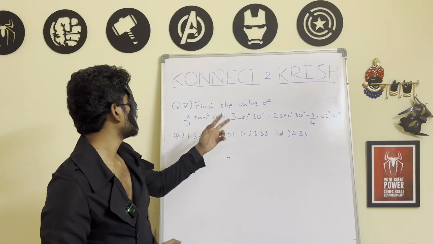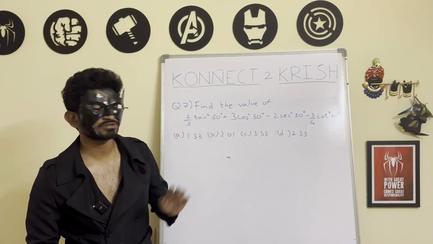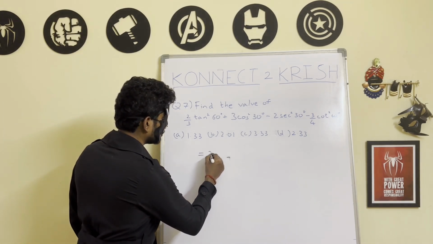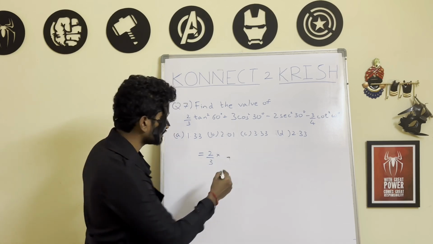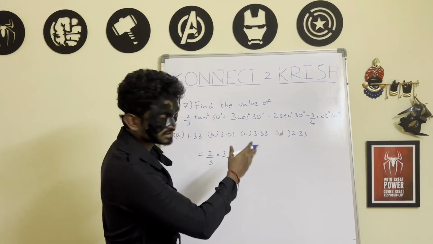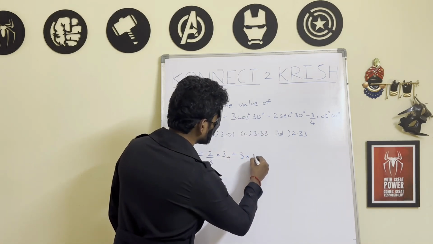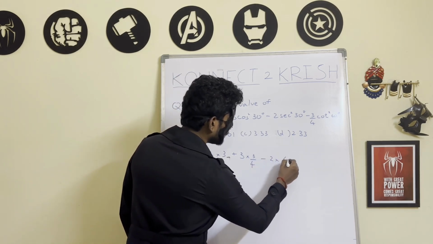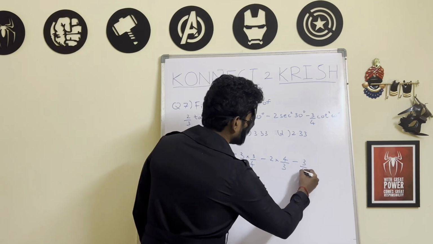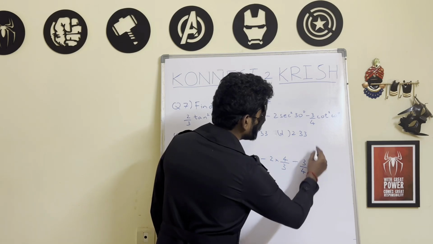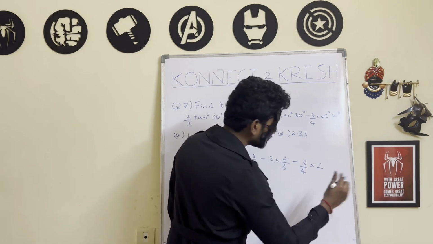So next question is, guys, find the value of 2 by 3 tan square 60 degrees plus 3 cos square 30 degrees minus 2 secant square 30 degrees minus 3 by 4 cot square 60 degrees. How will you solve this? Substitute the values. 2 by 3, tan 60 is nothing but root 3, so tan 60 whole square is 3, plus 3 cos square 30, where cos 30 is root 3 by 2, so cos square 30 is 3 by 4, minus 2 into 4 by 3, since secant 30 is 2 by root 3 and secant square is 4 by 3, minus 3 by 4 into cot 60, which is 1 by root 3, whole square, which is nothing but 1 by 3.